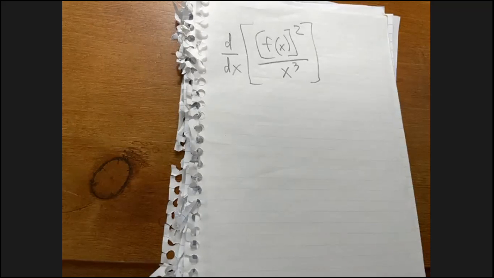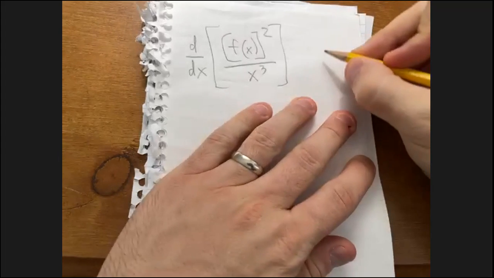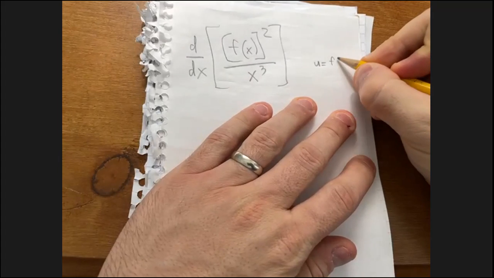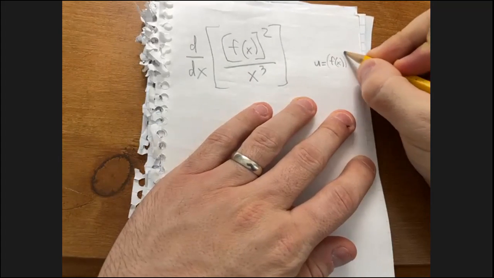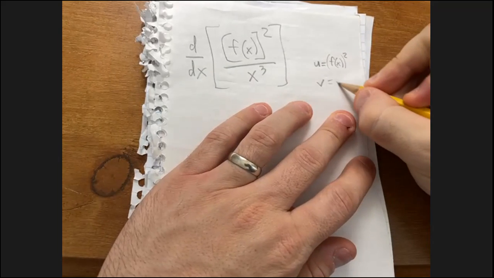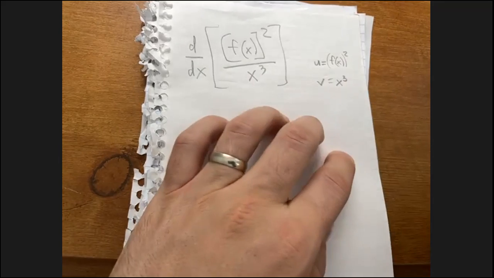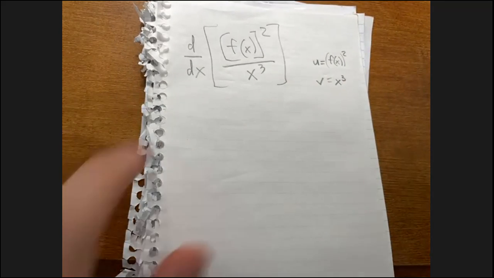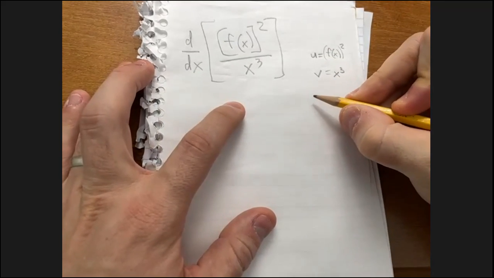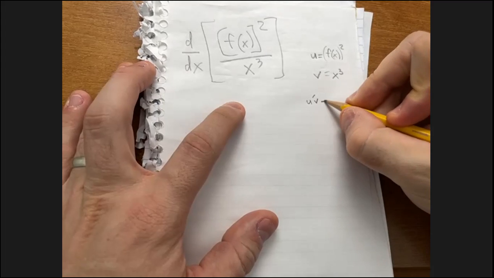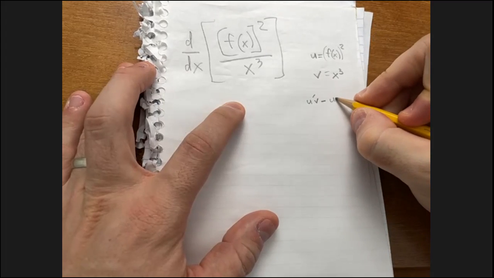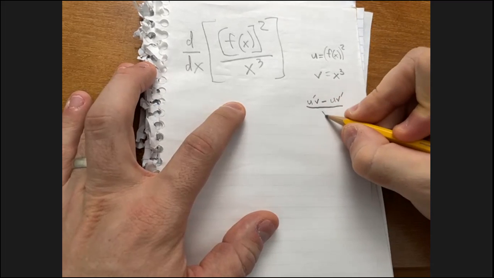Any ideas? The quotient rule? Quotient rule. I like that idea. Okay, so it's going to be the quotient rule with, let's call it, the top u. u equals f of x, the whole quantity squared, and v equals x cubed, right? And I just did it last night. So the answer to the quotient rule is u prime v minus u v prime, whole thing over v squared.